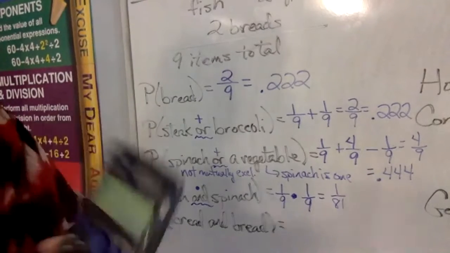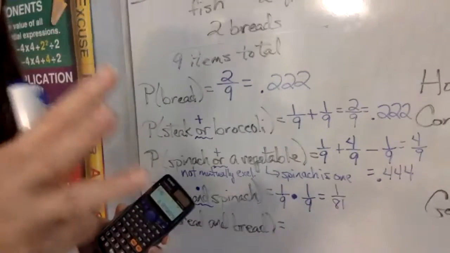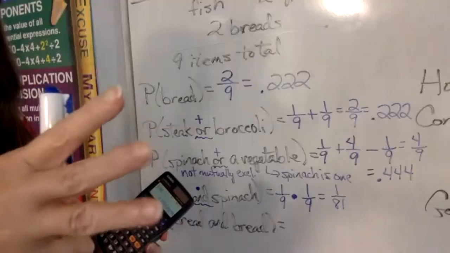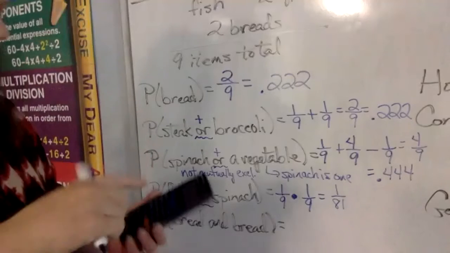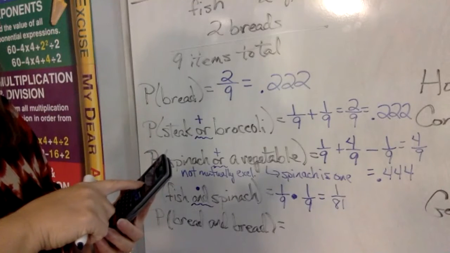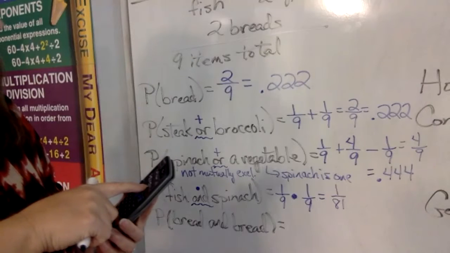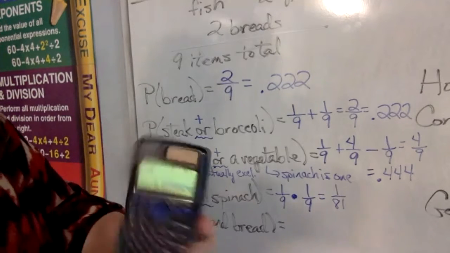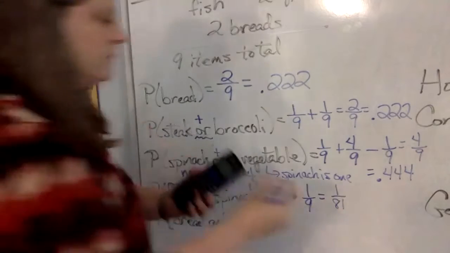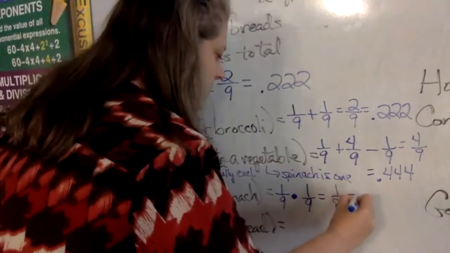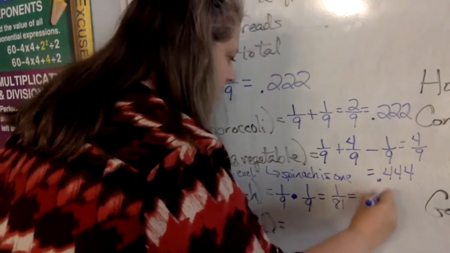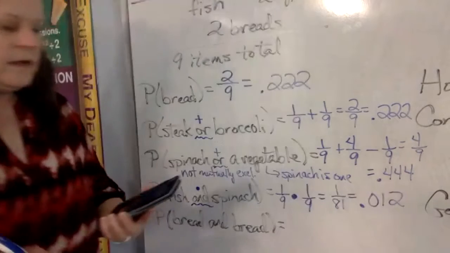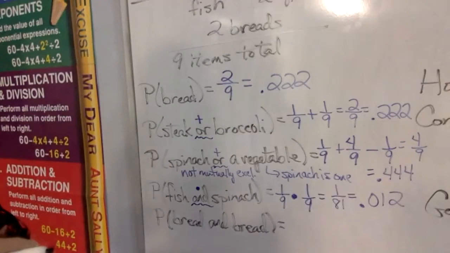Remember I said we're keeping how many decimal places? 3. It always asks for 3. So it's going to be 0.012. Oh, look, it goes 0.0, 1, 2, 3, 4, 5, 6, 7, and then 9. All right, so it almost goes in order. So 0.012 is your probability of having fish and spinach.